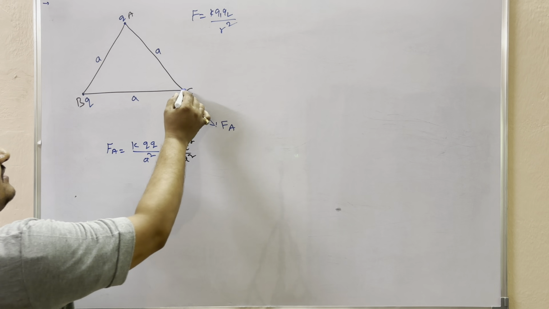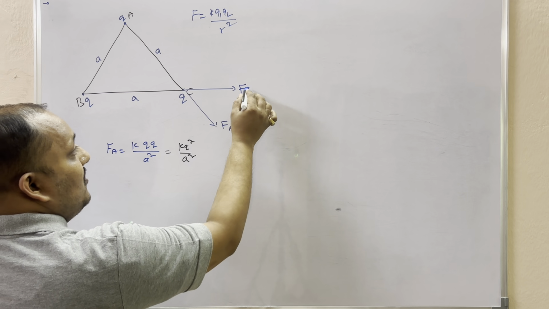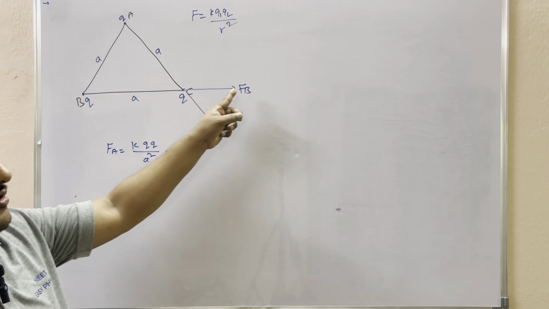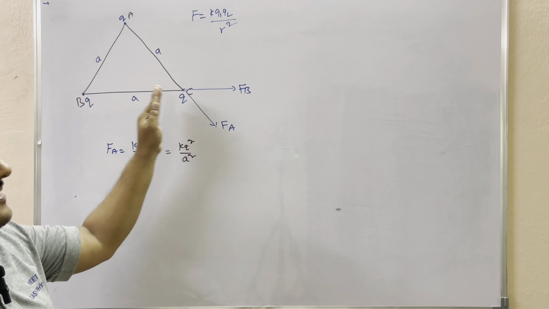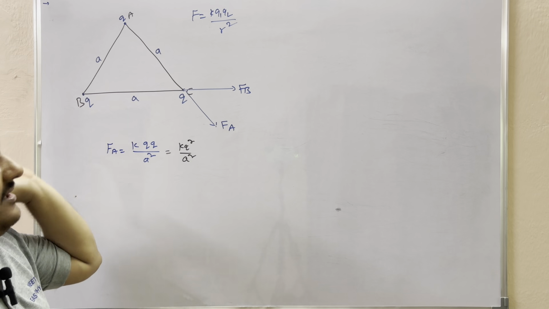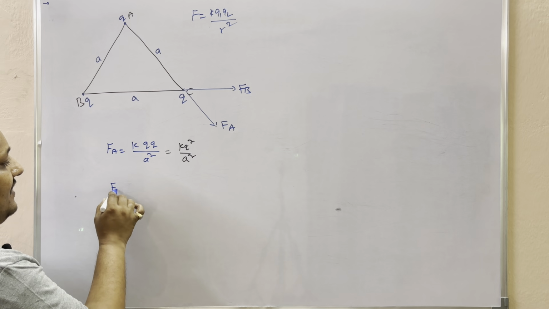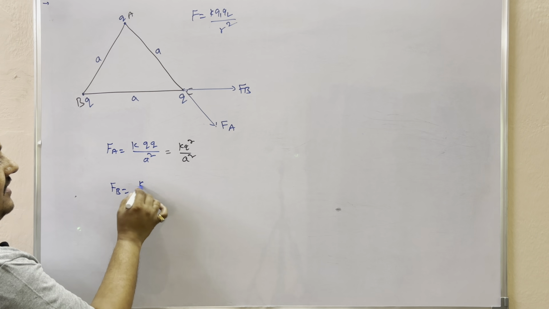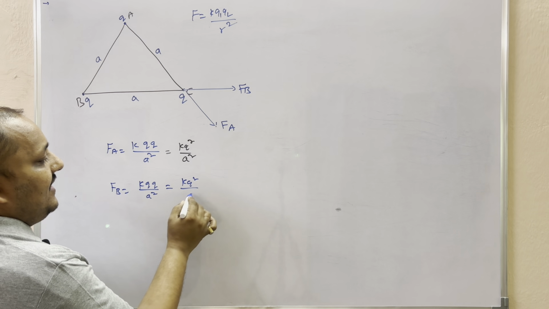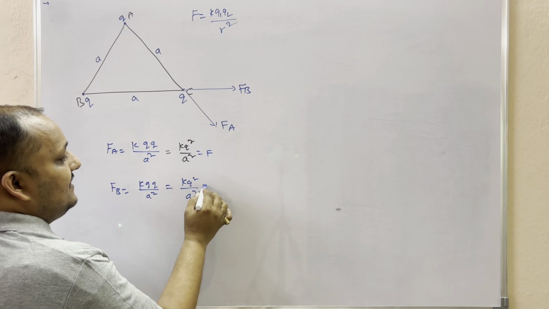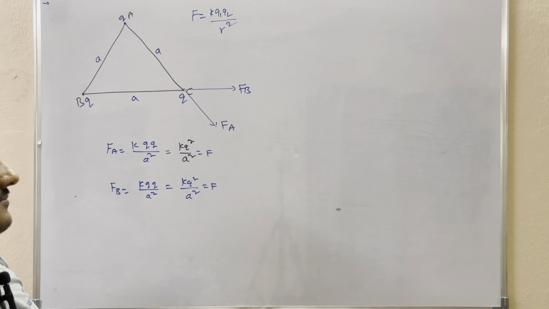Now, the force on C due to B. This is also repulsive, because C is repelled by B as both have the same charges. What is Fb? Fb is also the same, K Q square by a square. Let us assume this is F, and this is also F, since both are the same.